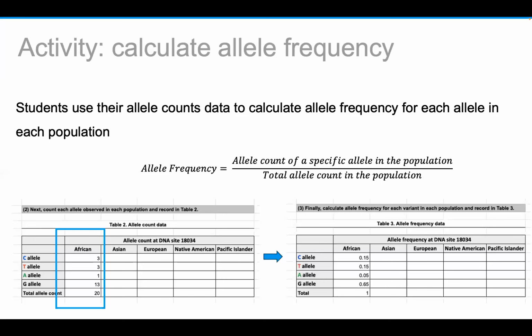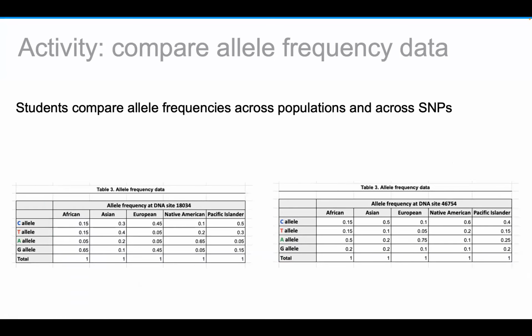And so the students can enter that information into their equations and receive the final allele frequency calculations at the end in the table and fill this out for all of the populations at each DNA site. So now they have the actual data that ancestry testing companies use to look at the distribution of alleles across populations.